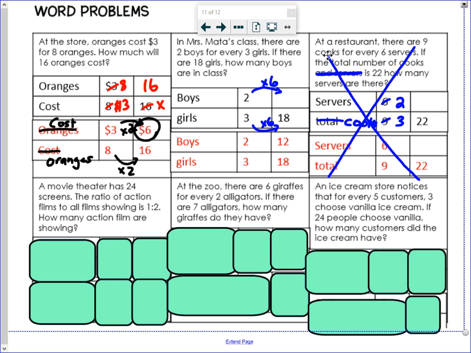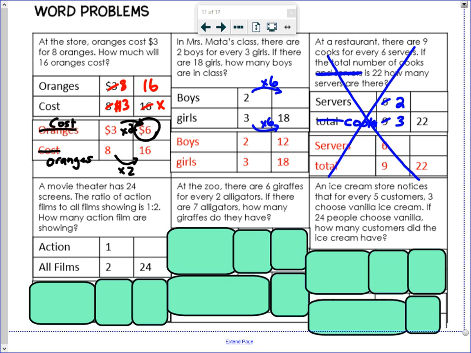All right, a movie theater has 24 screens. The ratio of action films to all films showing is 1 to 2. How many action films are showing? So we have action and all films. We have our given, which is 1 to 2. And we know that there's 24 total screens, or 24 films that they can show.